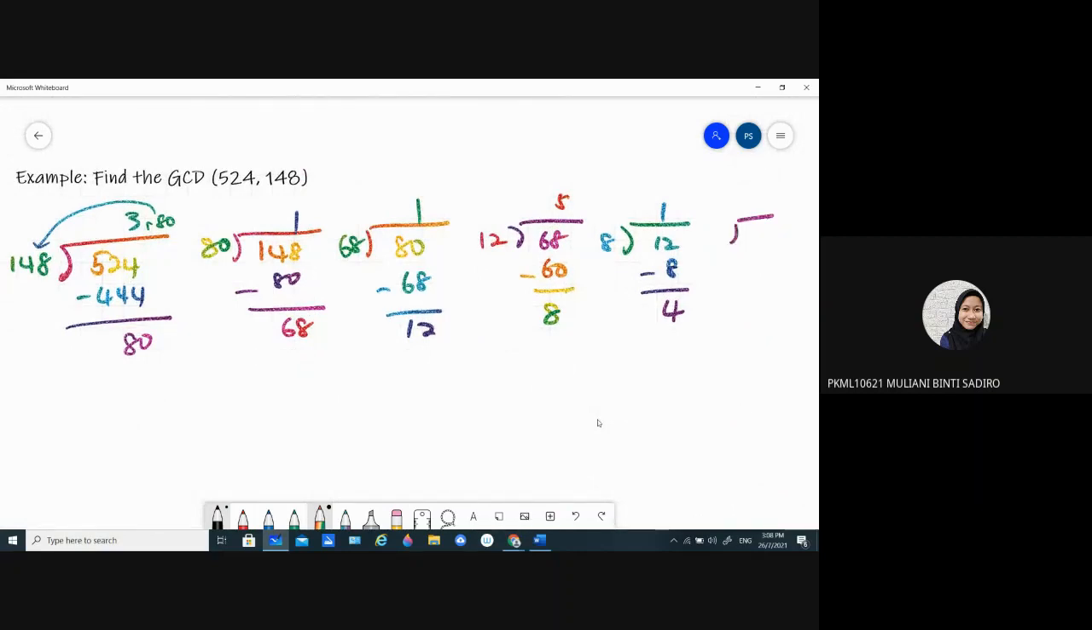So 8 divided by 4 is 2, remainder 0. So we reach 0. When we reach 0, the last divisor is our answer. Therefore, GCD for 524 and 148 is 4. Okay?